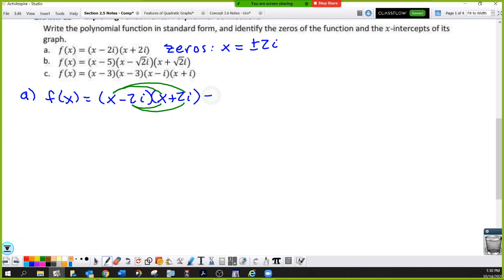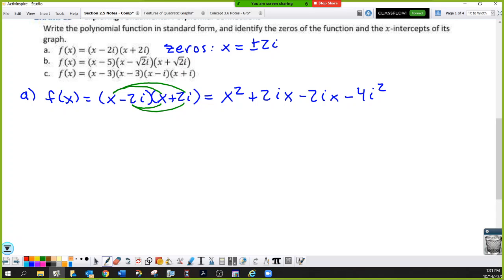There we are. I'm not going to always go through the pain of foiling. I'm going to start to assume that you guys know how to and start just showing you what you get when you foil. But for now, I'm trying to demonstrate something. X times x, x squared. X times positive 2i, 2ix. Negative 2i times x, negative 2ix. And negative 2i times positive 2i, negative 4i squared.